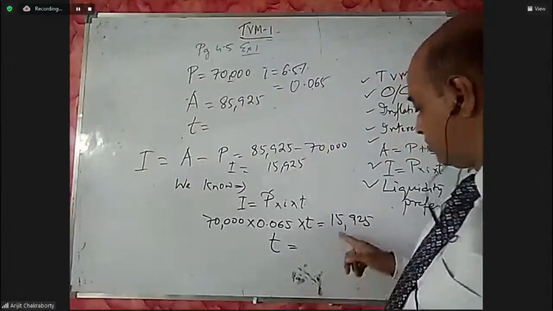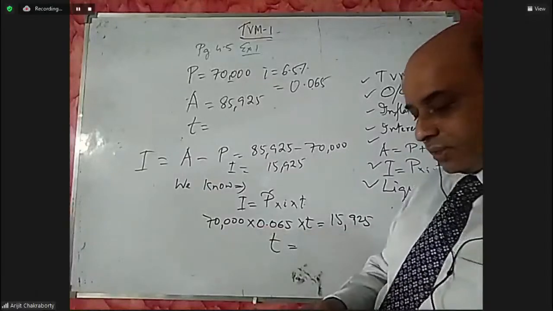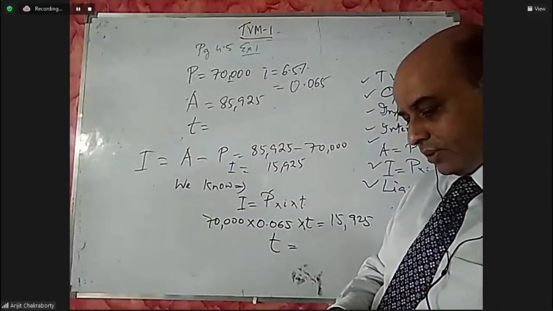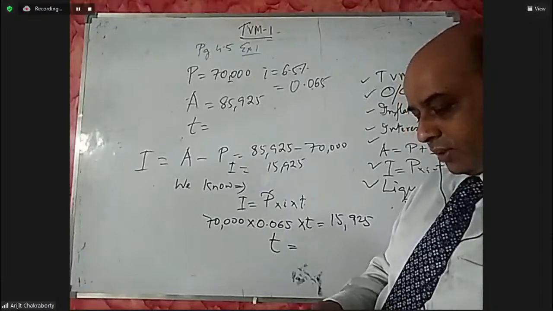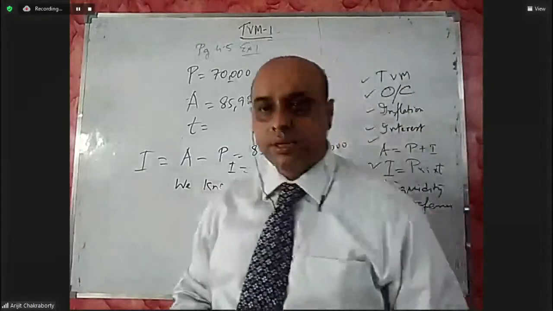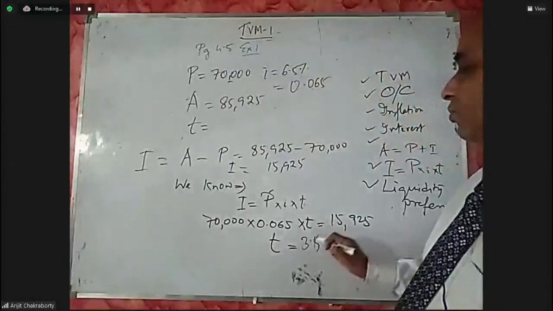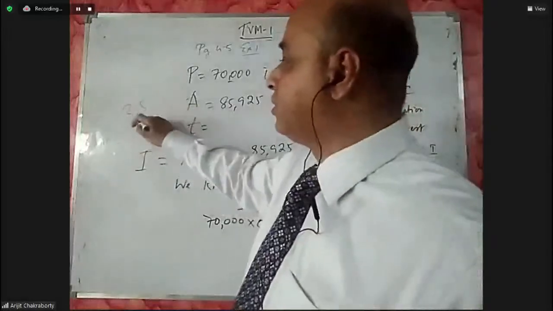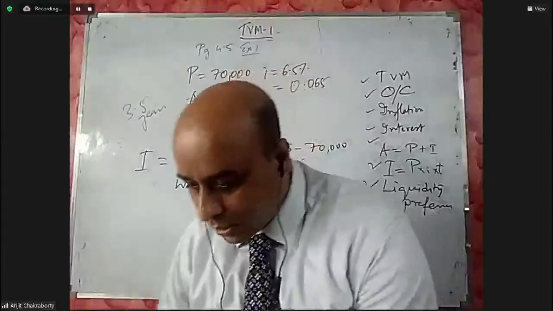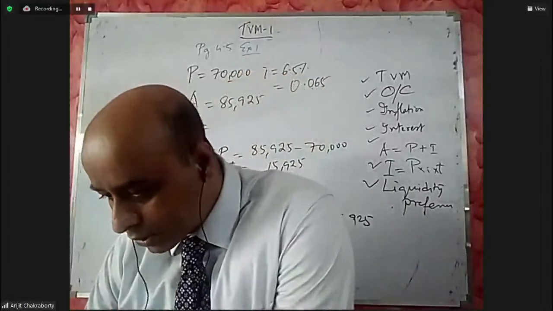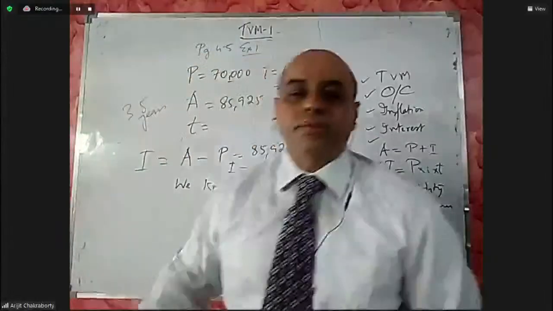So let me do it. 15,925 divided by 70,000 divided by 0.065. So that gives me 3.5. That means the time is 3.5 years. Okay, good. Right. Now let us take the next concept of compound interest.